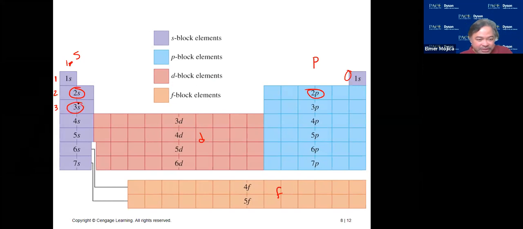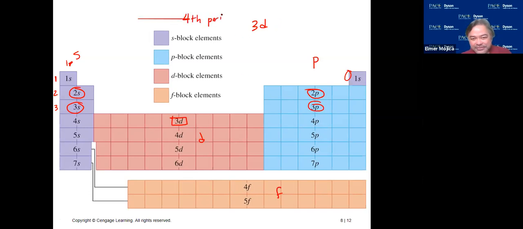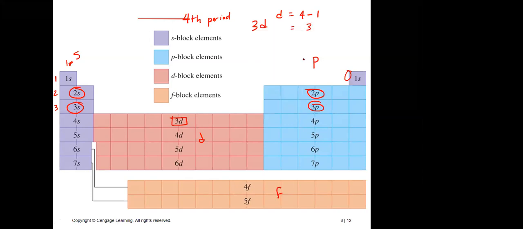As you can see, you have here the 3 and the p. And then you may ask, where is the 3d? This is the 3d. But the problem with the 3d, it is in the fourth period. So what usually happens if it's a d? Whatever the period, minus 1. Right? So 4 minus 1 will give you what? 3.